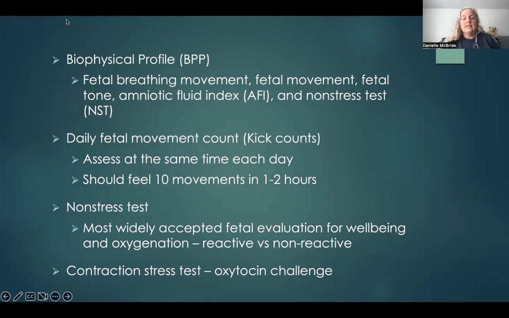A contraction stress test is the same idea, except that we actually create stress. We give her contractions, so we can turn on oxytocin that makes her uterus contract, and we see how the baby tolerates the contractions. That's called a contraction stress test. If that's being done, she's in the hospital, we are monitoring, and that might determine what we do next. If the baby's not tolerating contractions, then that might mean that we need to deliver by cesarean.